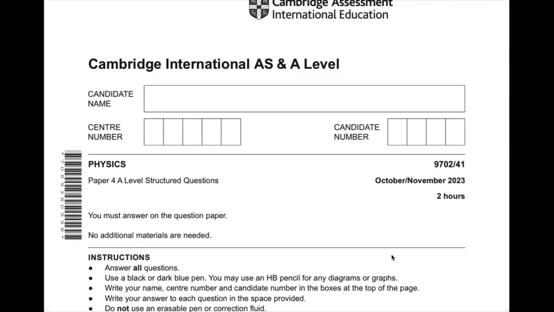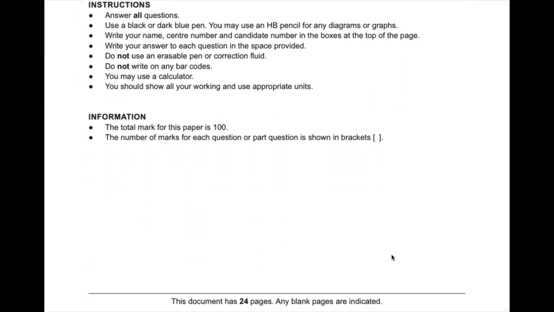Okay, so this is Winter 23, paper 41. Let's get started.